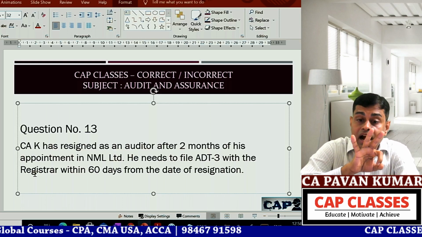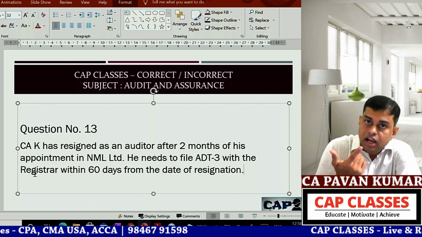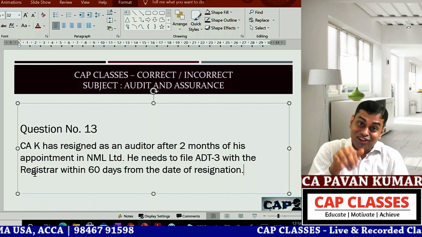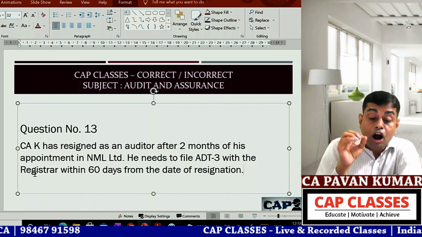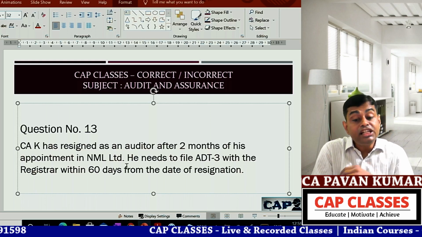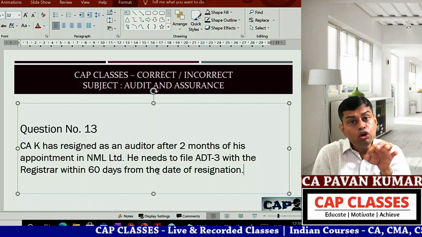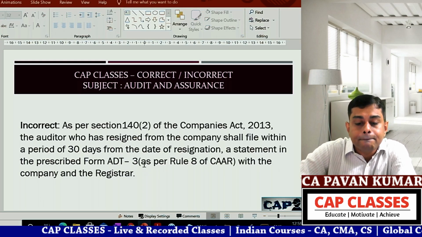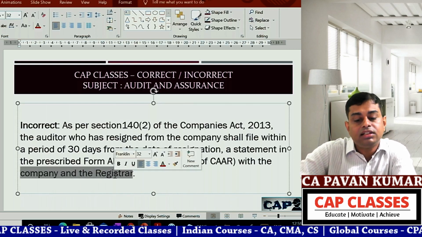There are 3 answers to a question. One is the correct answer, one is the wrong answer, one is the ICAI answer. In the correct answer also there is something called the ICAI answer. So in the answer you have to write: the auditor after his resignation needs to file ADT 3 within 30 days to the company and the registrar. That is the answer. Oh my God, with the company and the registrar is the answer.